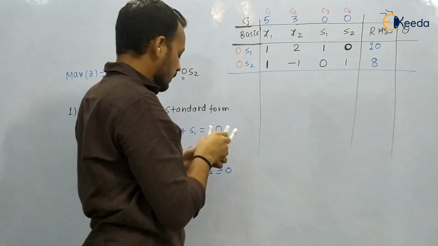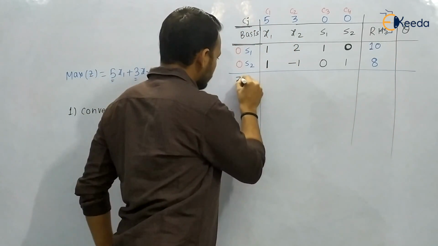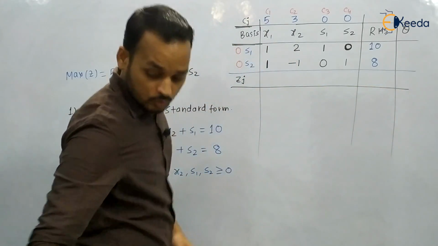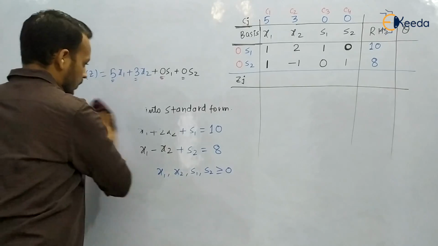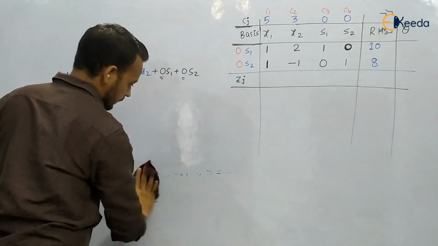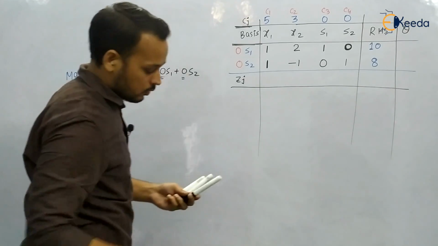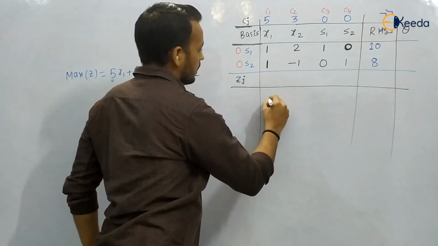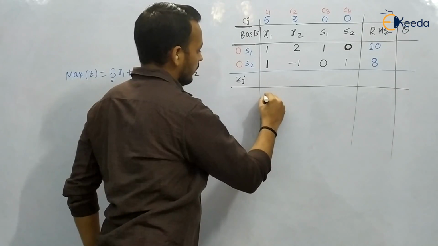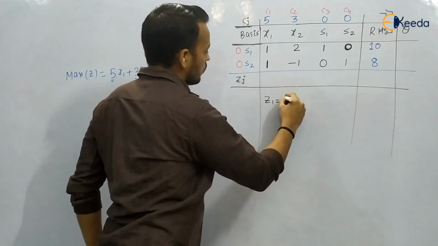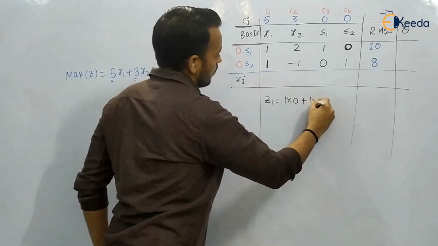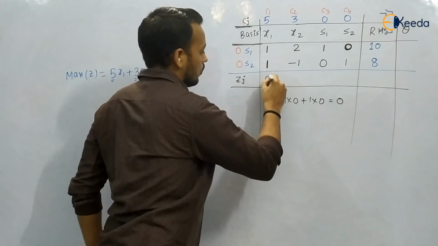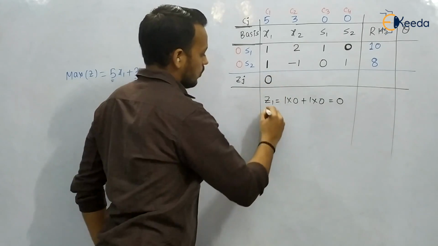Now what we have to do is write the ZJ value. You can remove the constants. Now we have to write the ZJ value. So ZJ was basically Z1, Z2, Z3 and Z4. Z1 is going to be 1 into 0 plus 1 into 0 plus 1 into 0. So it is going to be 0.